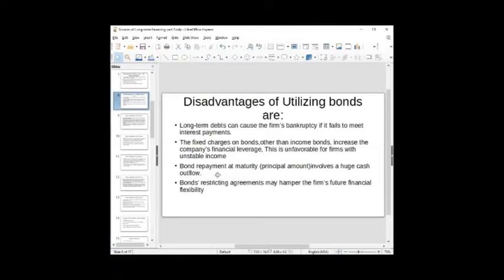The bond restricting agreements may hamper the firm's future financial flexibility, because in bonds you are under agreement that no matter what happens to the company, whether it is losing, you are committed to pay the interest, and also the principal upon maturity. For that matter, there is a problem in the flexibility of the finances of the company in the future.